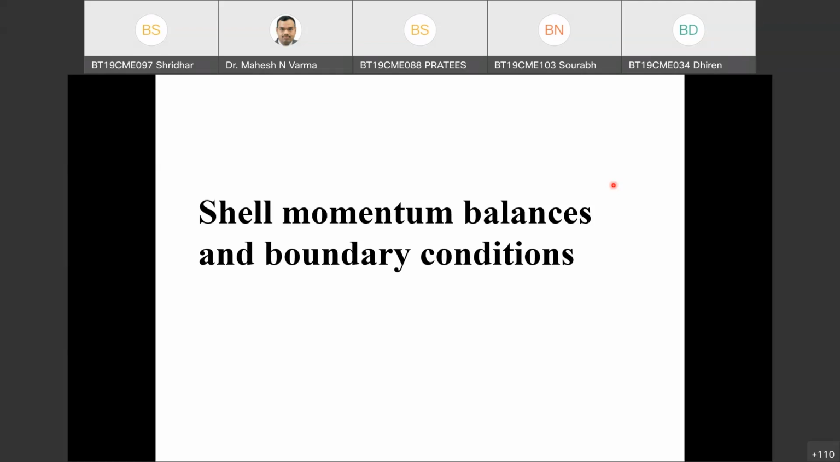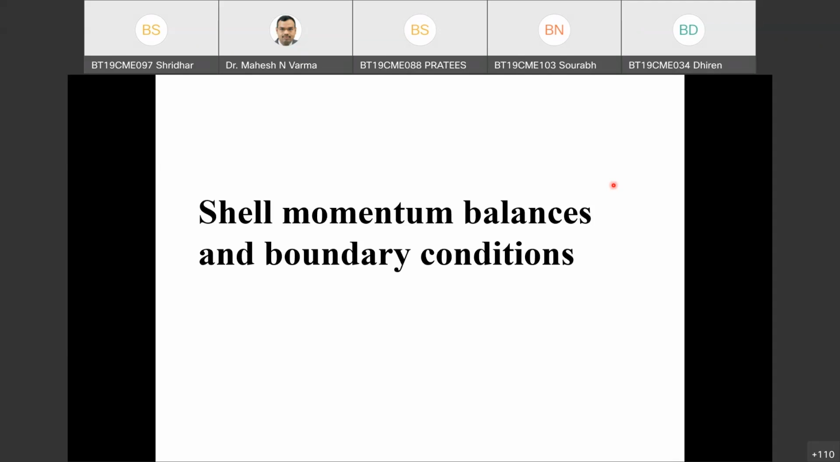First of all, we will apply the momentum balance over this differential shell, and then we'll integrate this equation over the total boundary. Using boundary conditions, we'll solve this integrated momentum balance equation for momentum transfer to get the velocity profile.